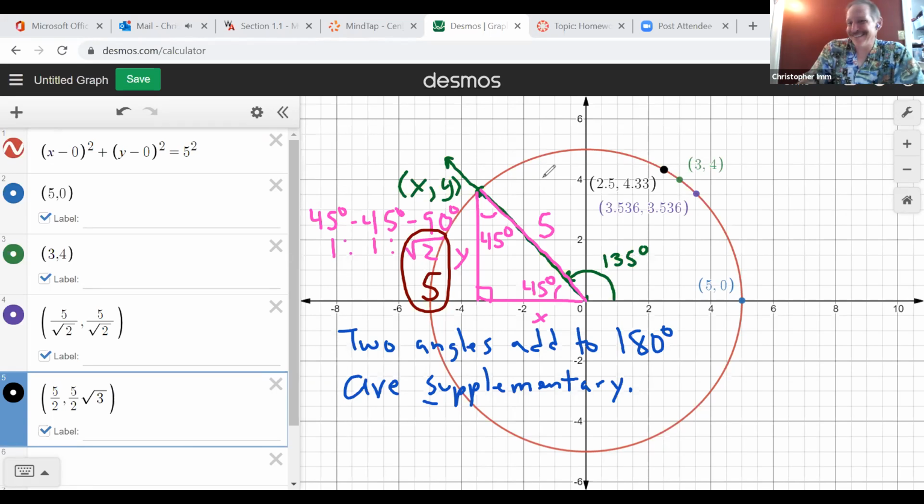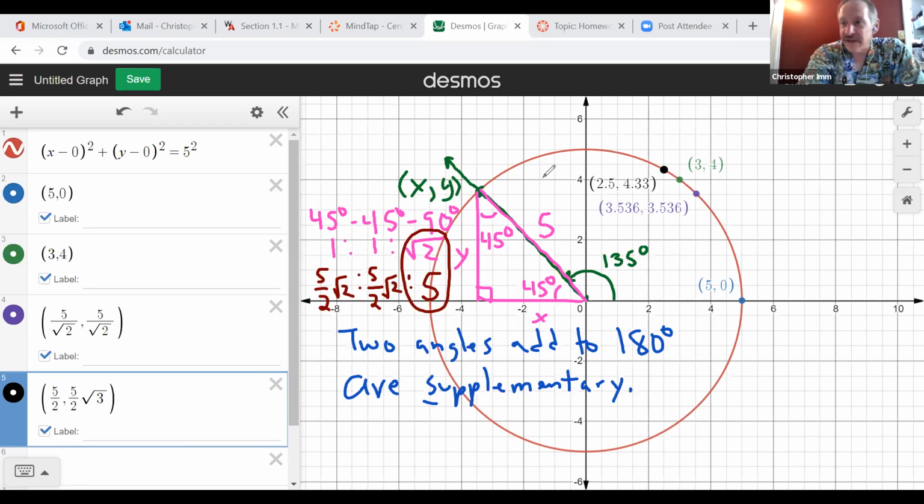2.5 square root of, not 5, but square root 2. There you go. So 5 halves square root 2. So each one of these is going to be 5 halves square root 2.